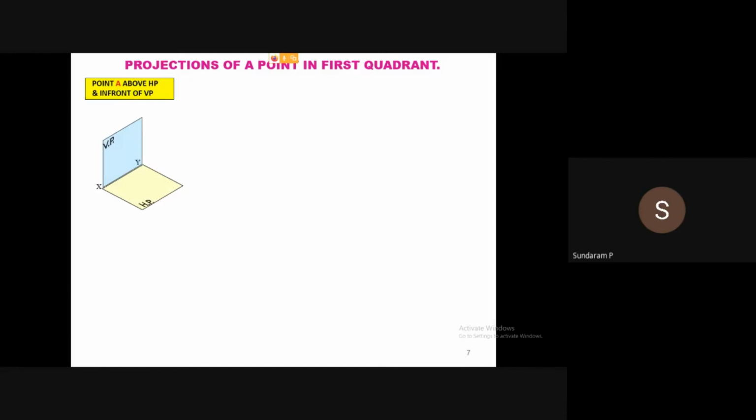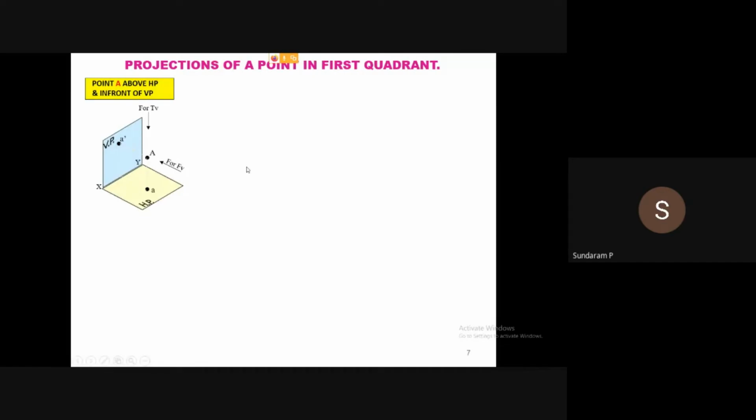So we are assuming the first quadrant, above the horizontal plane and in front of the vertical plane. When we look at the front view, we get the view on the vertical plane. When we look from the top, we get the horizontal plane. But when we rotate 90 degrees, we get it below.